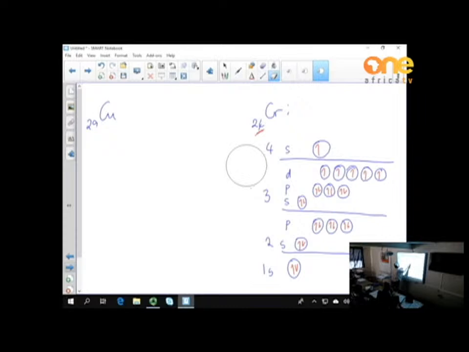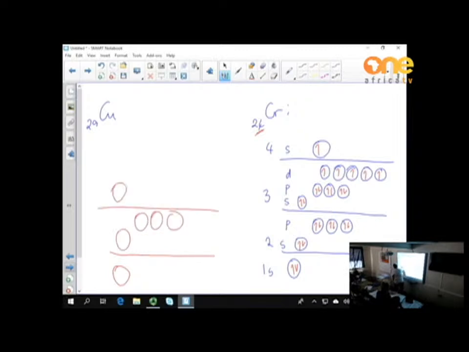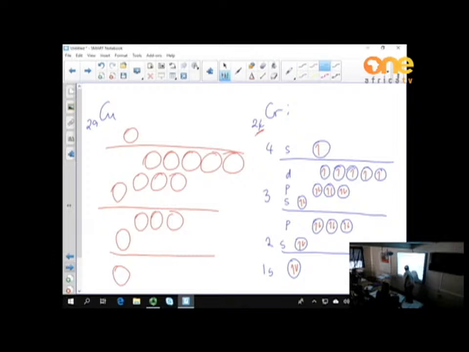And copper is going to go as follows. We also have 1S, 2S, 2P, 3S, 3P, 3D, and 4S. Now copper has 29. The first ones that go in go 1, 2, 3, 4, 5, 6, 7, 8, 9, 10, 11, 12, 13, 14, 15, 16, 17, 18.